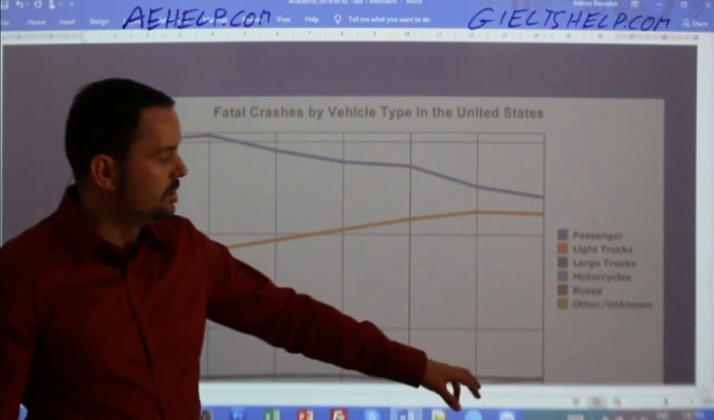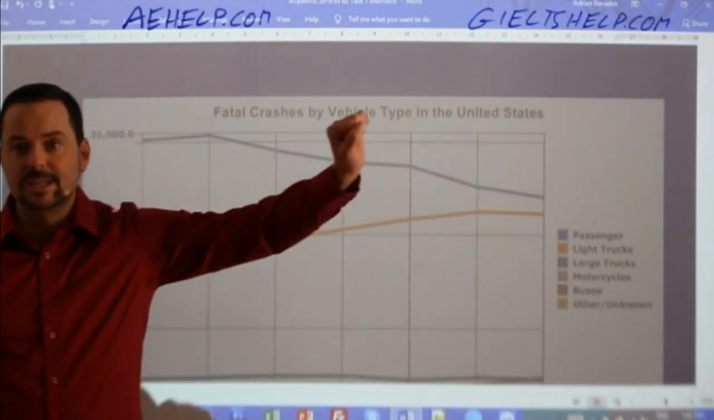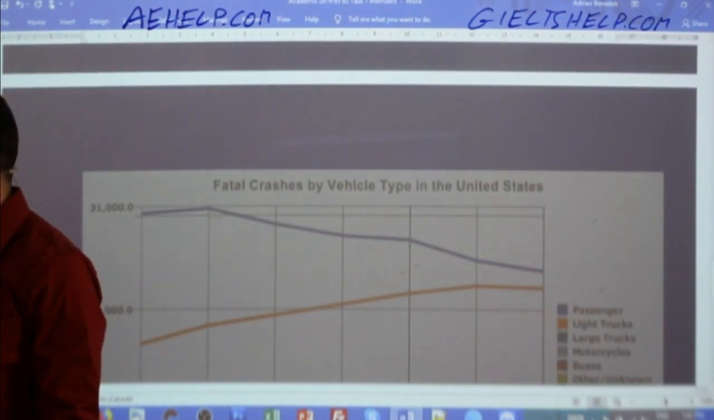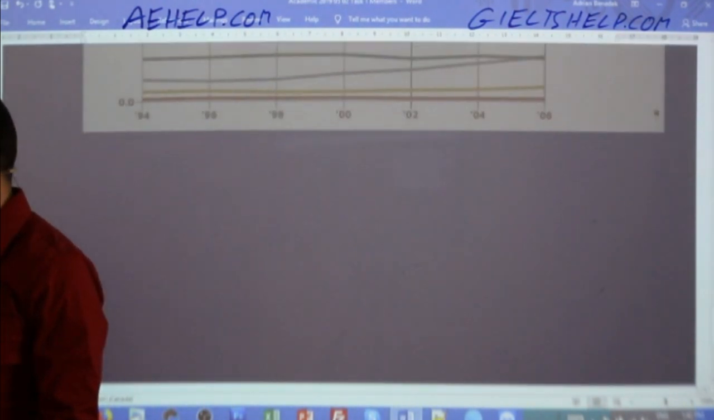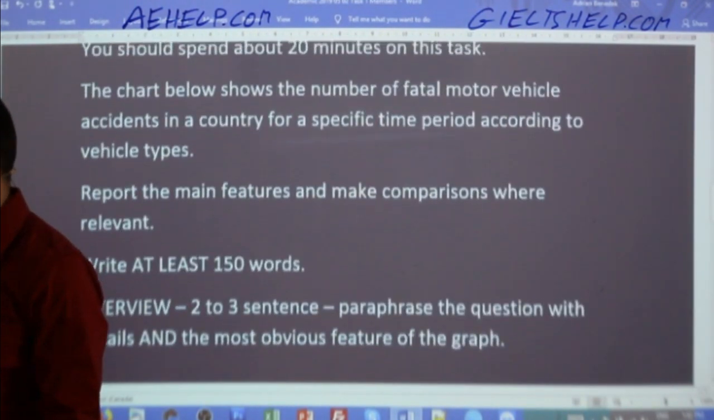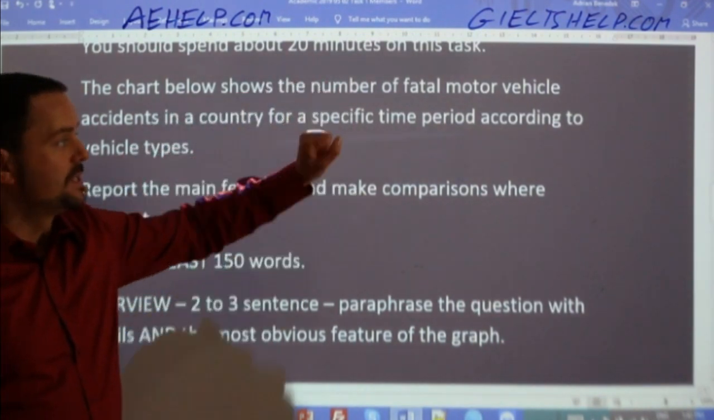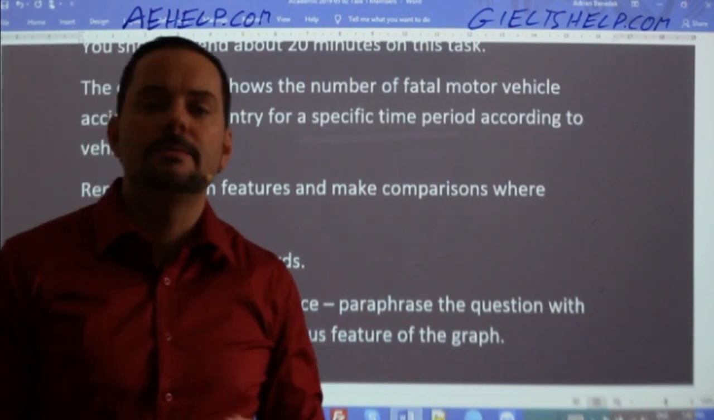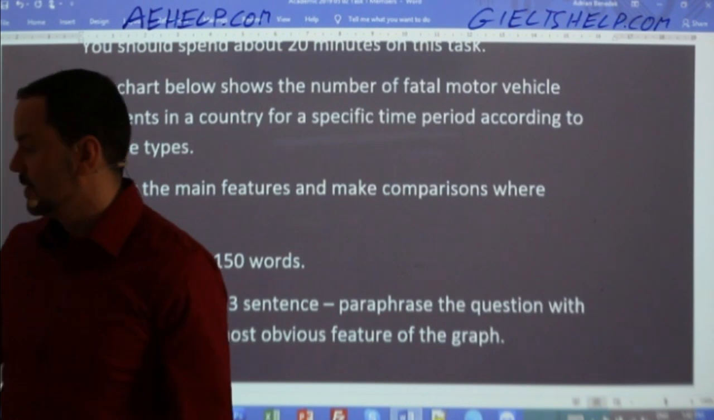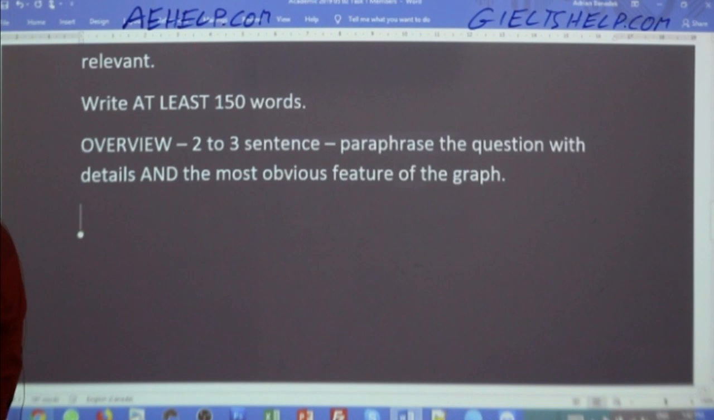The types of vehicles, there's six types of vehicles. Okay, country is United States, 1994 to 2006. Okay, so here's the question again. Go ahead, write the first sentence of the overview. I'm going to do the same, and then we will compare our start to the essay. Okay, so I'll give you a moment of silence so you can think.